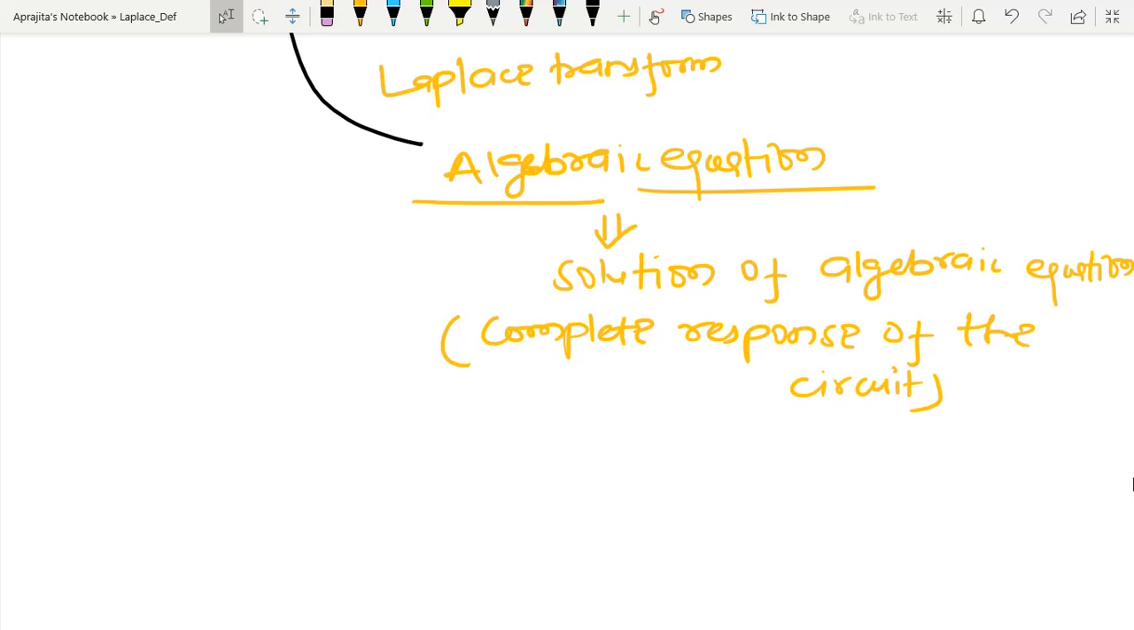So far we have understood that if I change the domain, in the previous class I was talking about the frequency domain. Using phasors, I am basically transferring the circuits into the frequency domain, and whatever algebraic solution I get, I transfer back to the time domain.